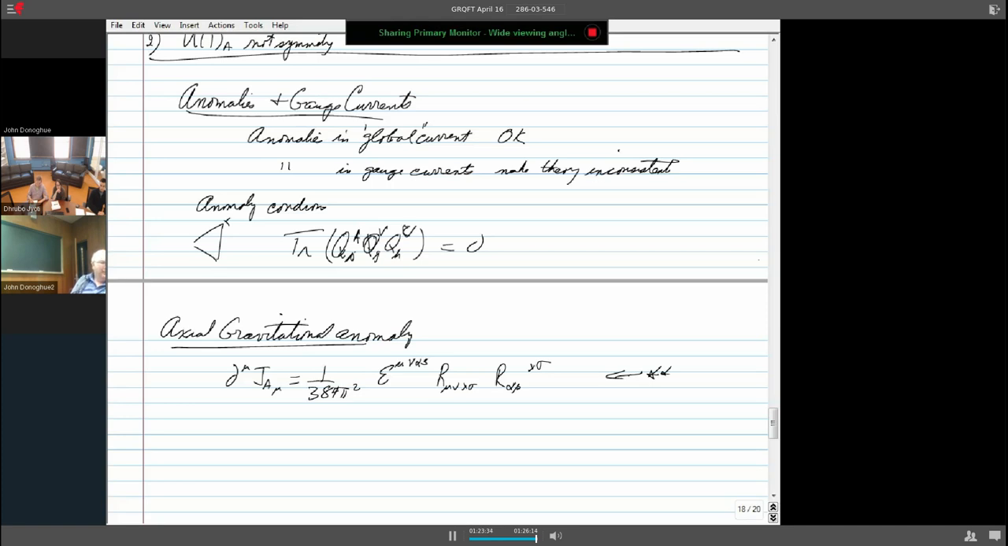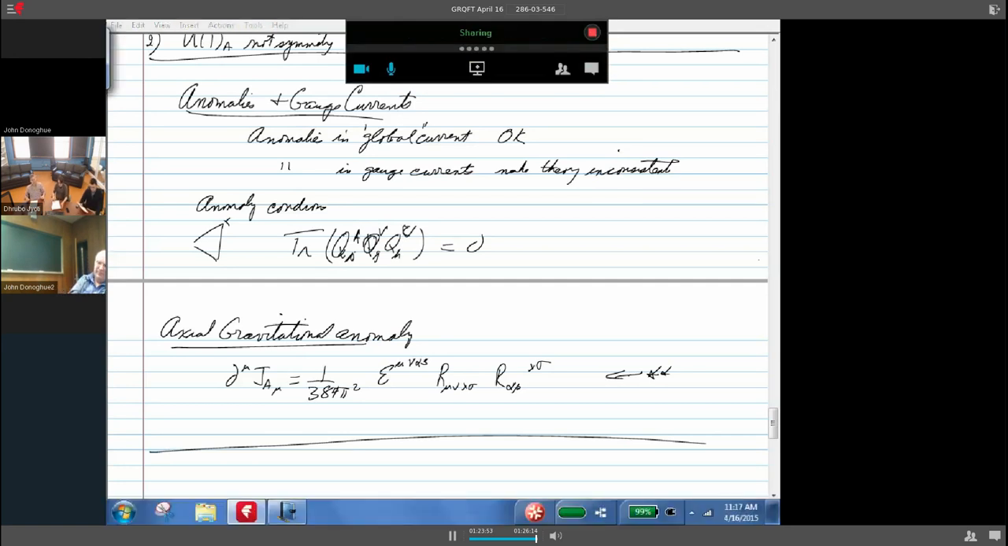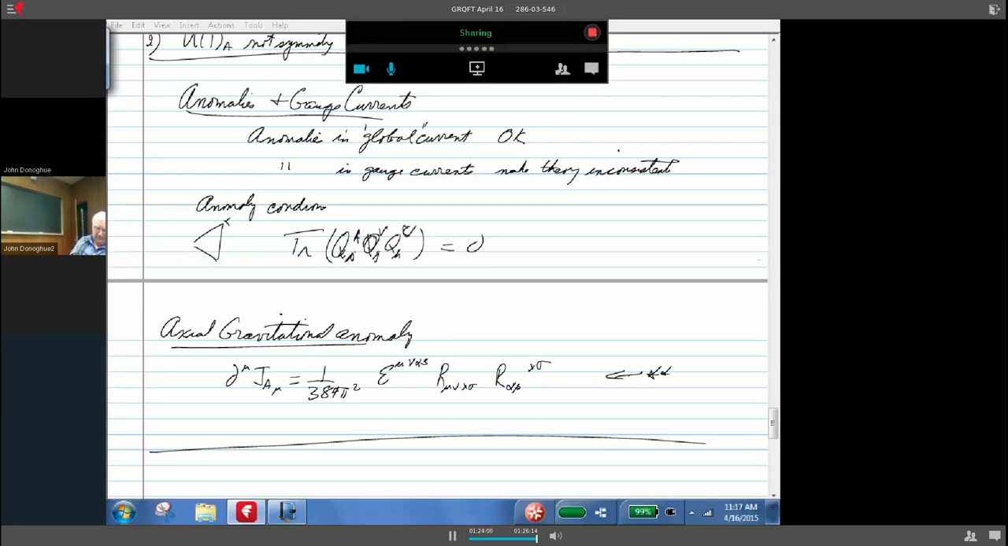I have to do this quickly, but basically if I have various currents A, B, C, the trace of Q_A Q_B Q_C, with indices i, j, k, if those are gauge currents and these are their charges, has to equal zero. Let me not say more because I have one more thing to say, because I was doing gravity here. There's also an axial gravitational anomaly.